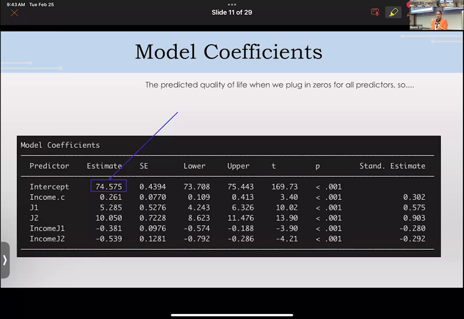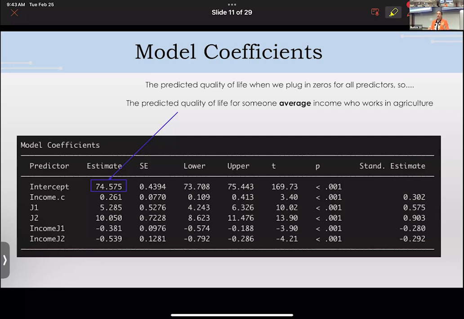Let's start with continuous. What does it mean to plug in a 0 that's centered for income? Average income. Good. What does it mean to plug in all zeros for a categorical variable? Good. So what is this number actually? It's the predicted quality of life for someone with average income who works in agriculture. See, you can think your way to it.